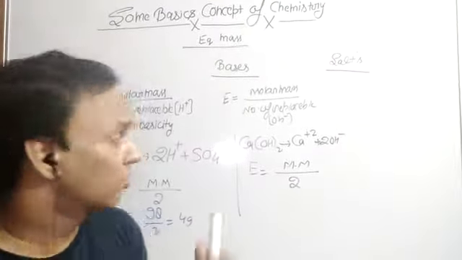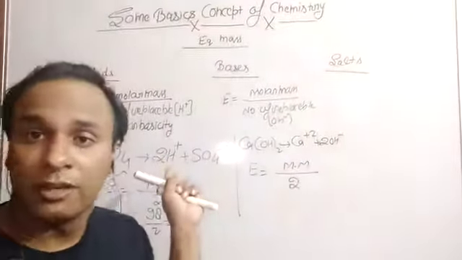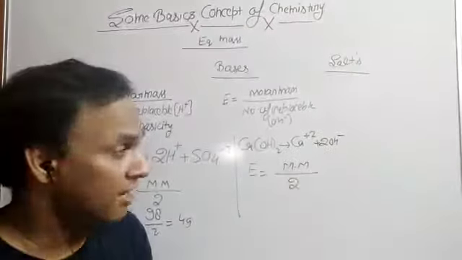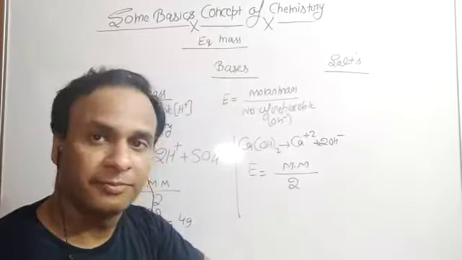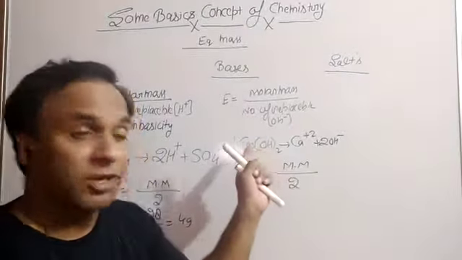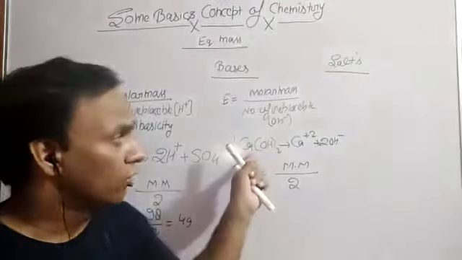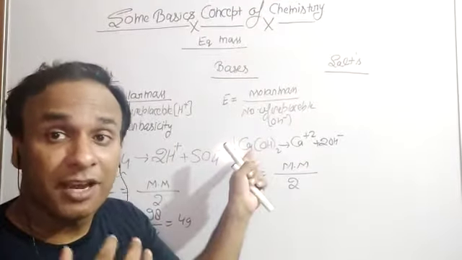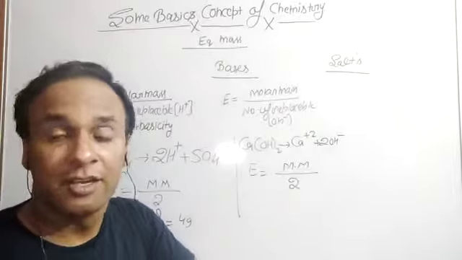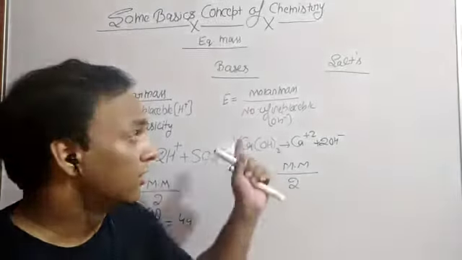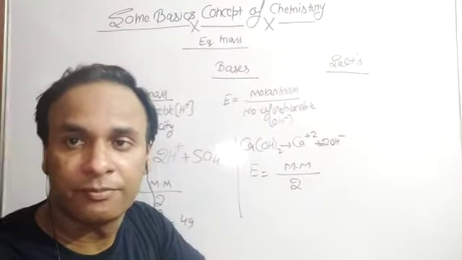Equivalent mass of acid depends on the number of hydrogen ions. In the same manner, the equivalent mass of base depends on hydroxide ions. Replaceable hydrogen and replaceable hydroxide ions are necessary to calculate equivalent mass.